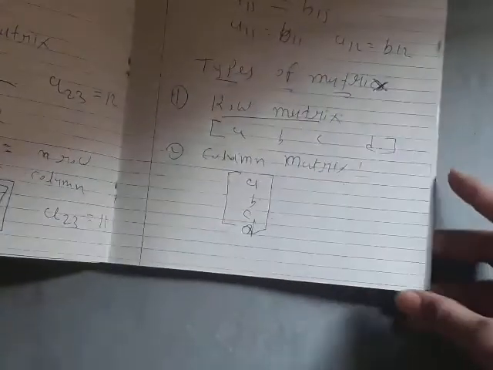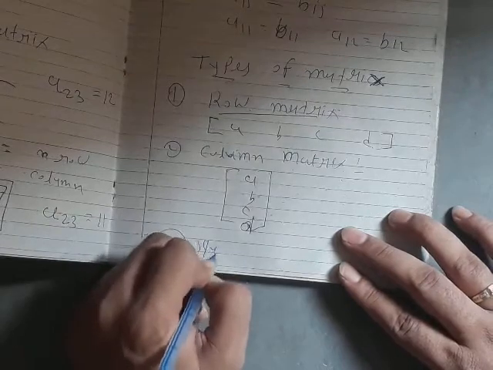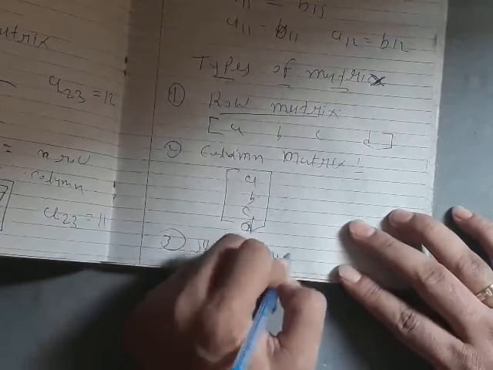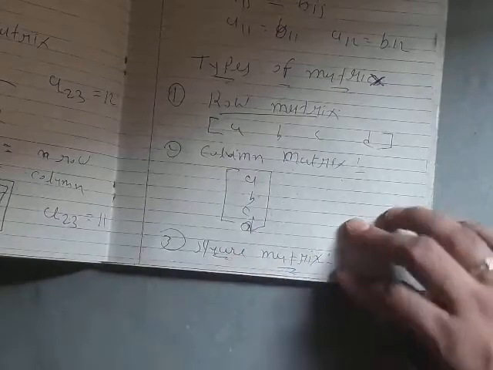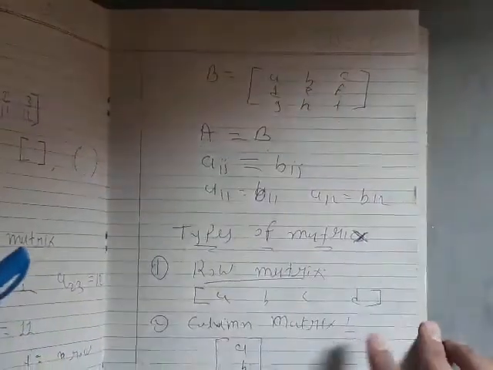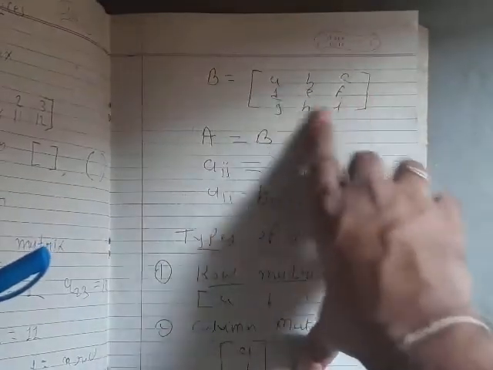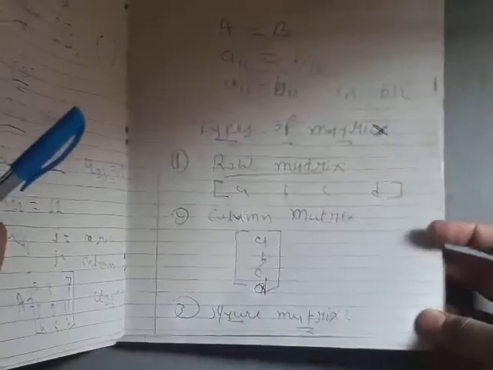Now the third is the square matrix. What is a square matrix? For example, this is a square matrix. The number of rows and the number of columns are the same. A matrix which has the number of rows and the number of columns the same is known as a square matrix.